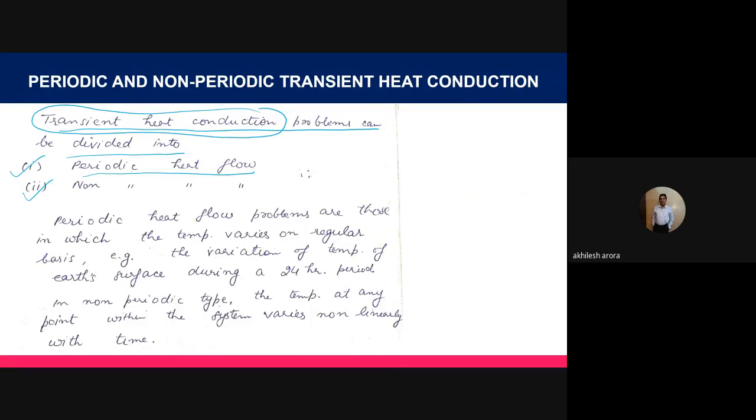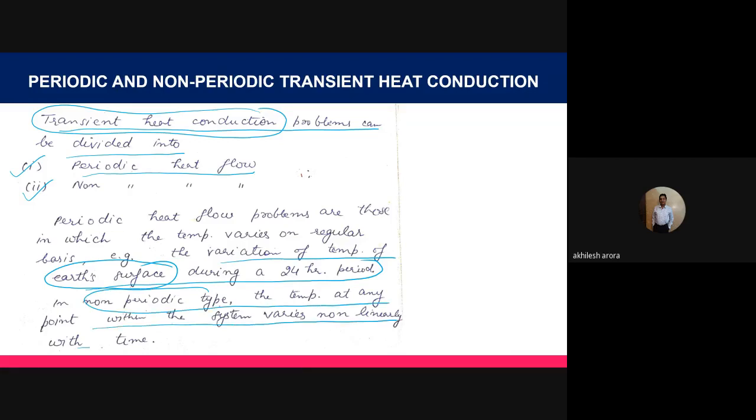Periodic means variation of the temperature over a period of 24 hours. If you talk about the Earth's surface also, that also undergoes periodic heat transfer. And in non-periodic type, the temperature at any point within the system varies non-linearly with time.